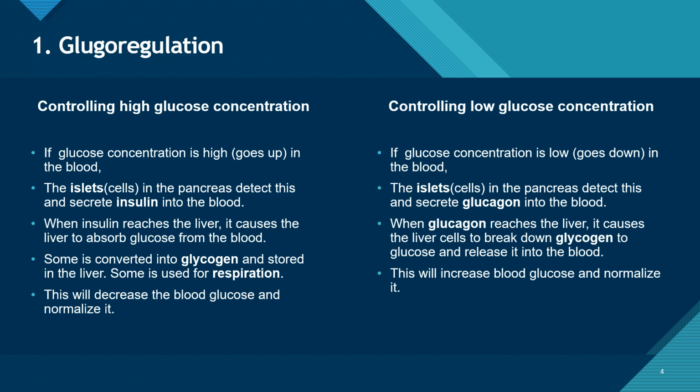Glucoregulation, controlling high glucose concentration. If the glucose concentration is high in the blood, the islets would first detect this and secrete insulin into the blood. When insulin reaches the liver, it causes the liver to absorb glucose from the blood. This is key. Some is converted into glycogen and stored in the liver. Some is used for respiration. This will decrease the blood glucose and normalize it.